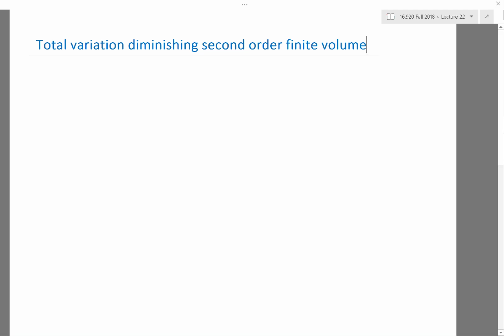All right, good morning. So we're going to continue discussing advanced finite volume. The first thing we want to do is to close the loose ends we have from the last lecture on total variation diminishing. Last lecture, we coded up a second order scheme for solving the Burgers' equation with finite volume.